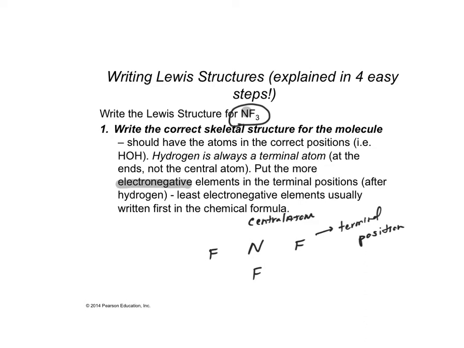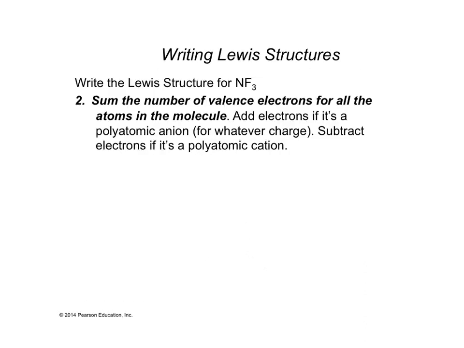All right, so step number 2, we are going to sum all of the valence electrons for our structure. Okay, so if I go ahead and redraw my nitrogen and my fluorines, next step, we need to know how many valence electrons all of these atoms are bringing to our structure. So what are we going to do for that? Number 1, we've got nitrogen. How am I going to know how many valence electrons it has?